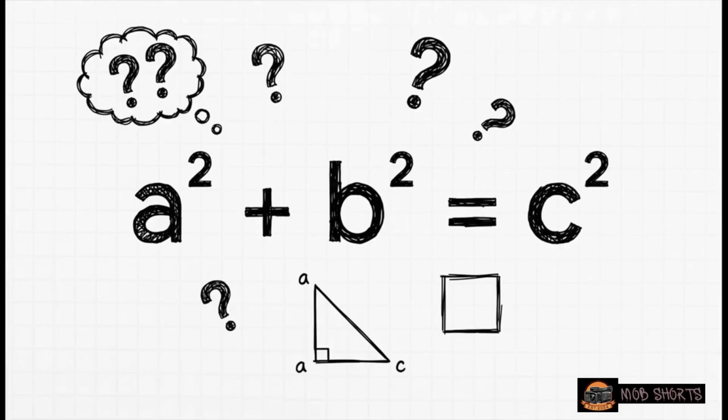And there it is. a squared plus b squared equals c squared. You know it. You've seen it a million times. It's a classic, right? But the real question is, what is it actually telling us about how the world works? That's what we're here to unpack.